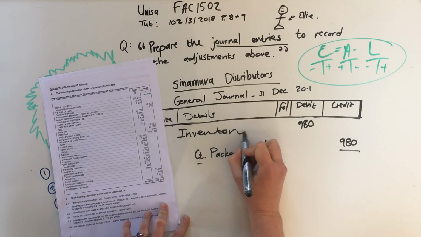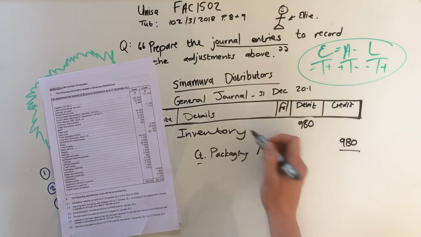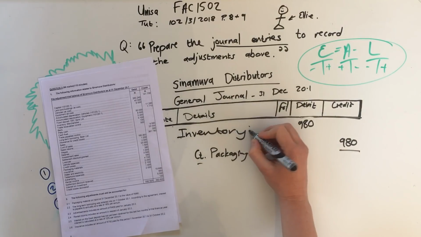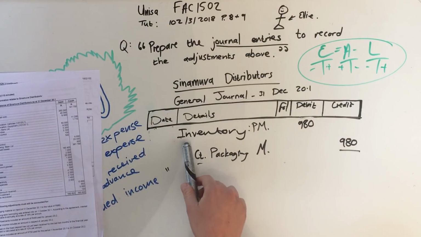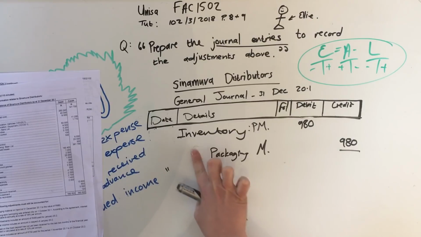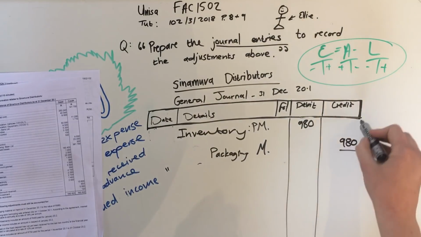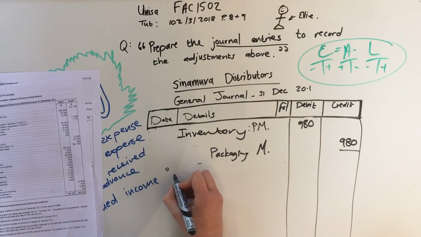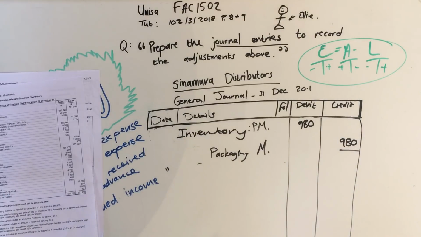Inventory. I always get so confused with that word. Inventory, packaging material. Okay, so our debit is inventory, packaging material, 980. Credit, you don't even have to write credit. You just write packaging material and you write it in the credit column. Then you write here packaging material on hand as at 31 December 21, and that's our first journal entry.